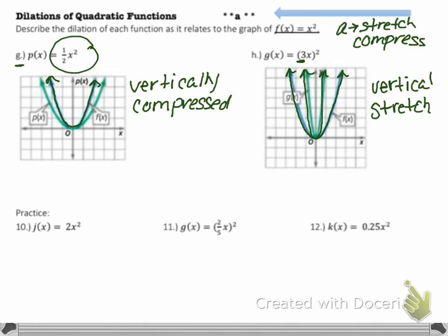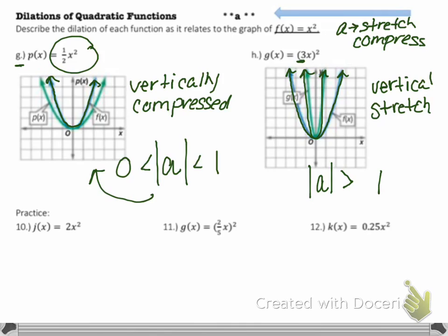It shoots up. So I can make the argument that when A, okay, when the absolute value of A, okay, so meaning I don't care if that's a negative A value or a positive, if it's greater than 0 or less than 1, it's going to be vertically compressed. So any decimals or fractions, okay, that's a fancy way of saying it. And then any absolute value of A that is greater than 1 means it's going to stretch. Okay, so those are super important. Make sure you've got those written down. So I'll do 10 with you, and I want you guys to try 11 and 12 on your own.